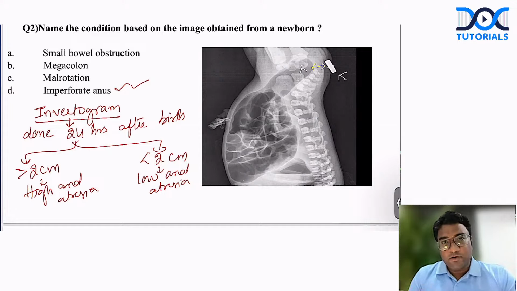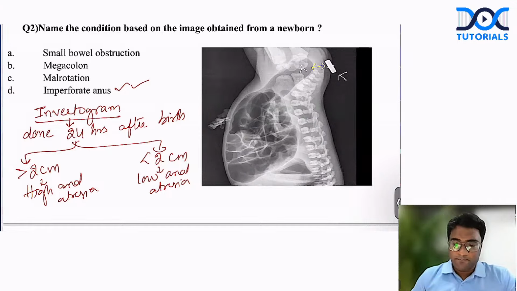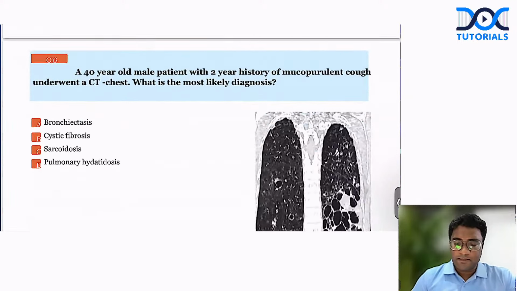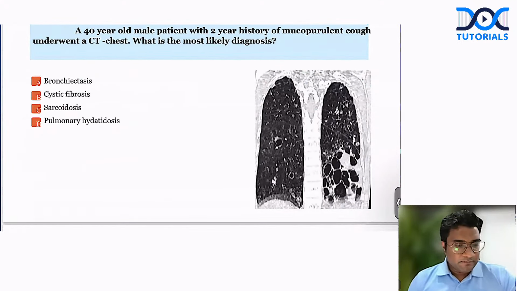So it is done 24 hours after birth, right? This is invertogram. So the answer is imperforate anus. Let's look at the third question.